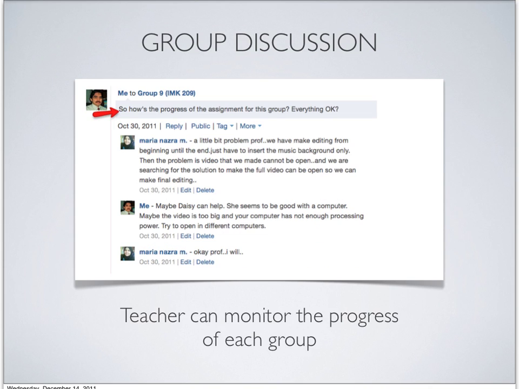The teacher also can monitor the progress of each group, because the teacher is a member of all the groups. So for example, if you see the group is not making good progress, or if the group is very quiet or not very active, you can just pose a question, something like this. So how's the progress of the assignment for this group? Everything okay? Then you will see the students will respond, and this way the students always think that the teacher is always monitoring their progress.